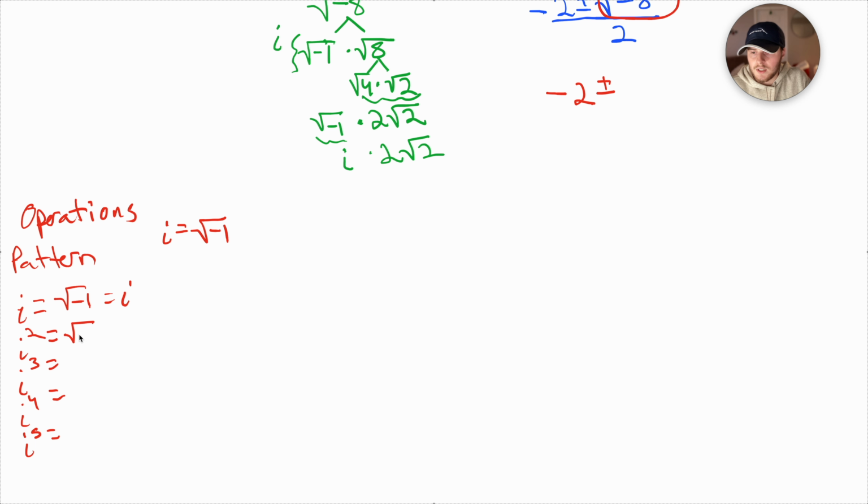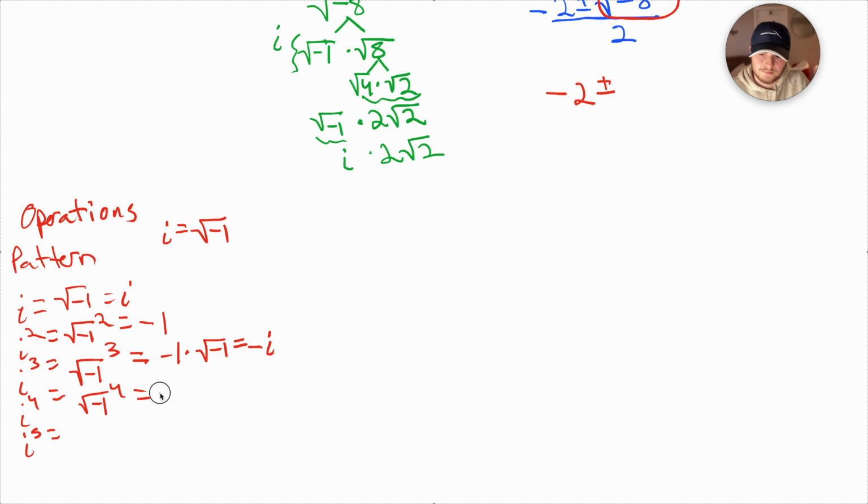i squared would be square root of -1 squared, which when you square a square root, it undoes itself, so we're just going to have -1 here. Okay, and now for i cubed, we're going to have square root of -1 cubed, and this comes out to be -1 times square root of -1, which is -i. And then we're going to have i to the 4th, which is equal to, well, you can say it's -1 times -1, which equals 1.